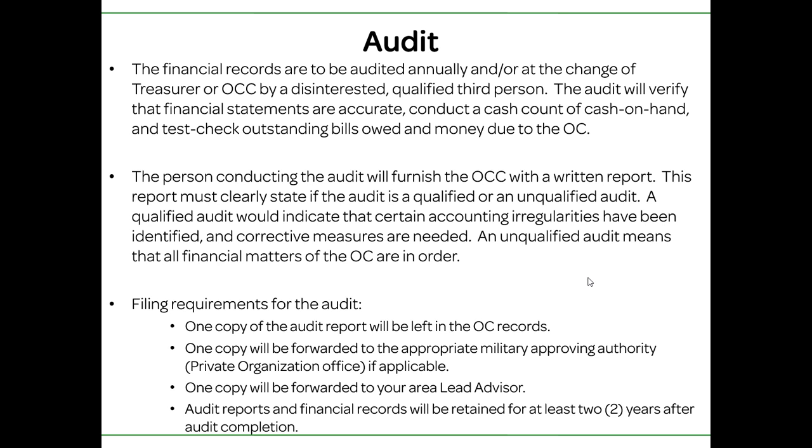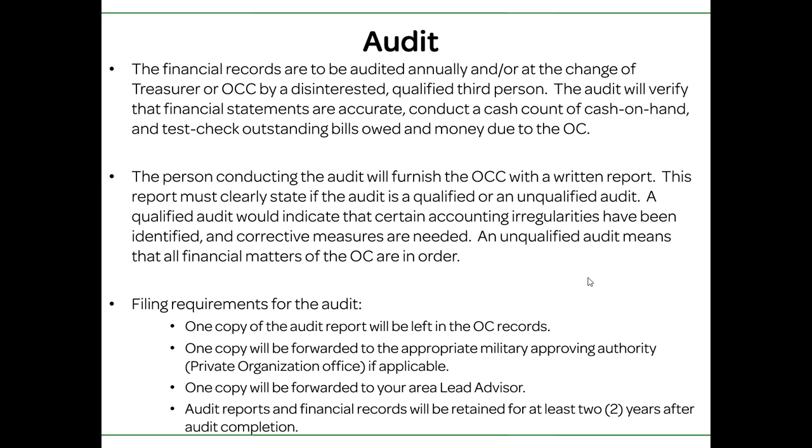As we go throughout our year, we are making sure everything is balanced so that we are ready for our audit at the end. The financial records are to be audited annually and is in charge by the treasurer or the Overseas Committee, and it should be done by a disinterested qualified third person. The audit will verify that financial statements are accurate and conduct a cash count on hand and test check outstanding bills owed and money due to the Overseas Committee.